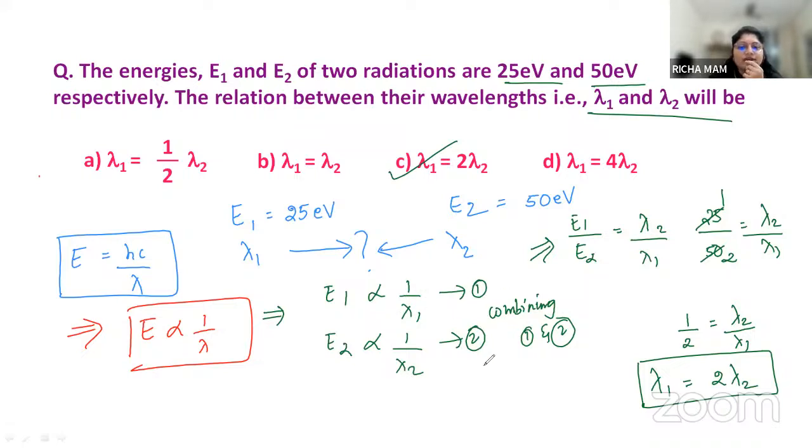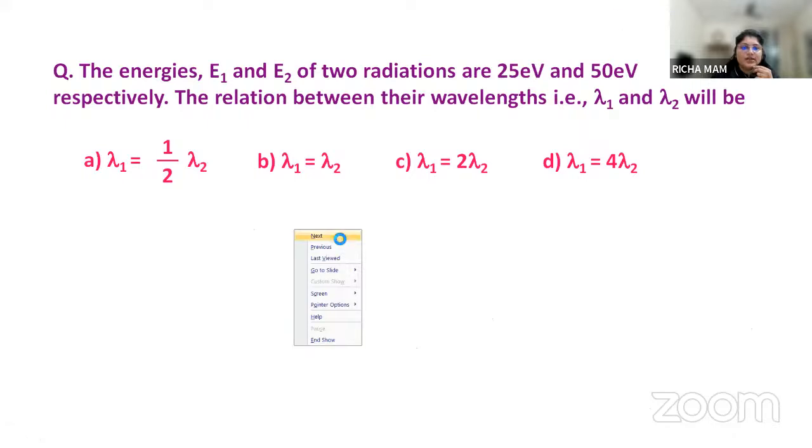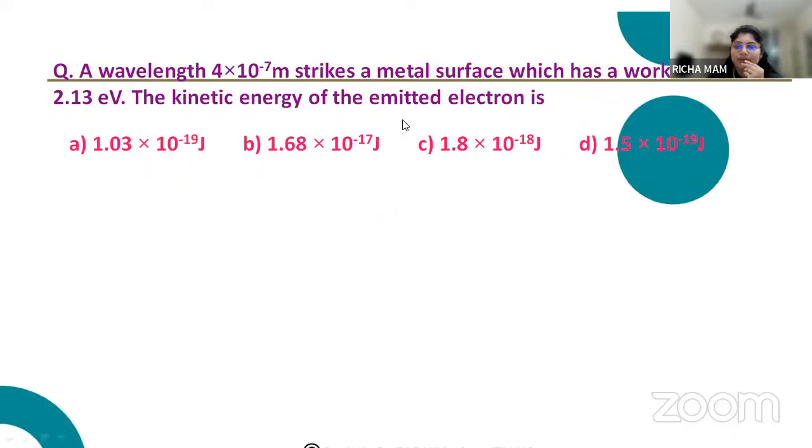After combining 1 and 2, what are we going to get? E1 by E2 is equal to lambda 2 by lambda 1. Finally we got that lambda 1 is 2 times lambda 2. So option number C. Is it clear? So it is option number C. Very simple, but we need to remember the formula.